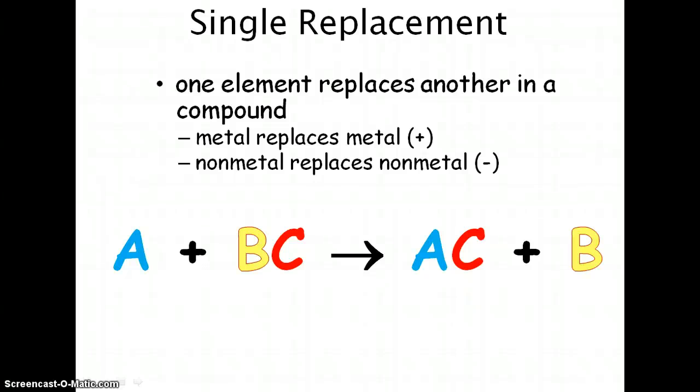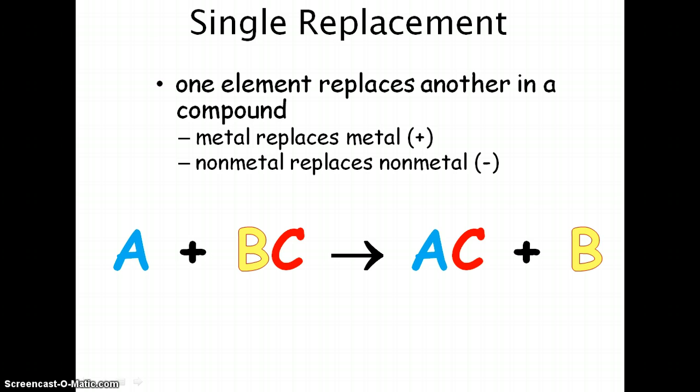The next type of reaction we're going to talk about is single replacement reactions. Sometimes they're called single displacement reactions. Means the same thing though. This is when one element replaces another one that's in a compound. So you have one element that's by itself, and then you have a compound.